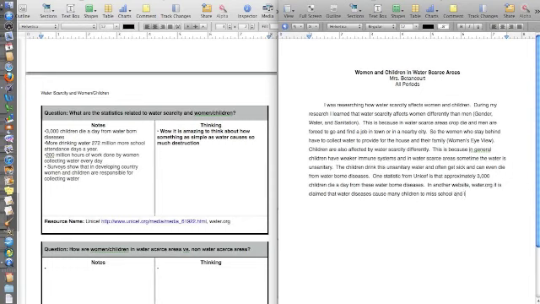And if children had access to clean water, there would be 272 million more attendance days a year. Now here is another way I did it.